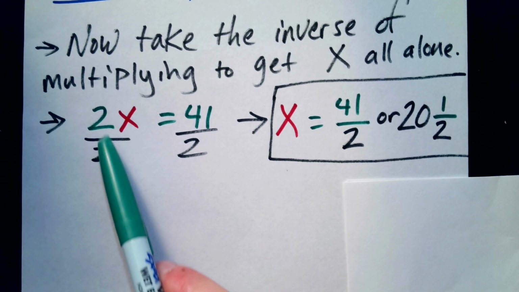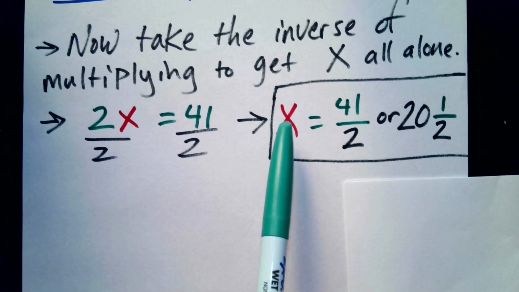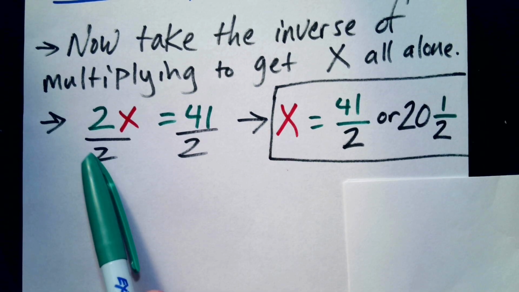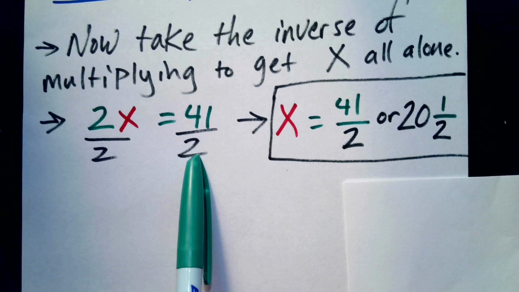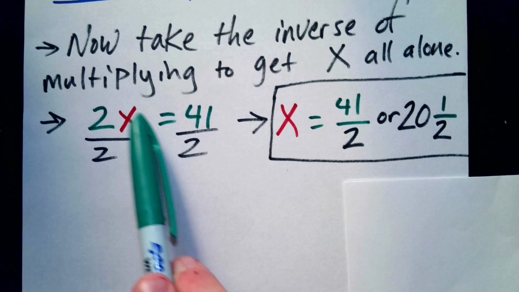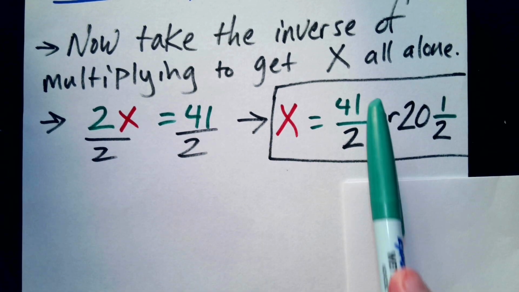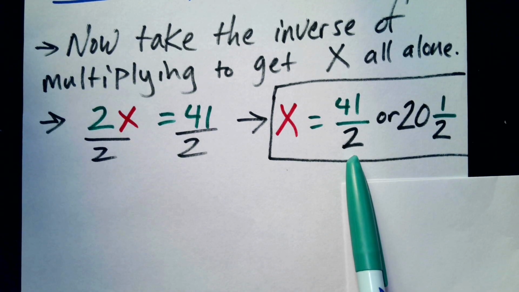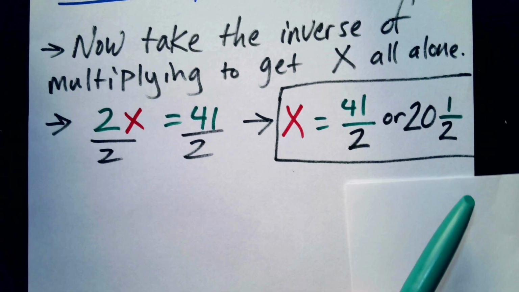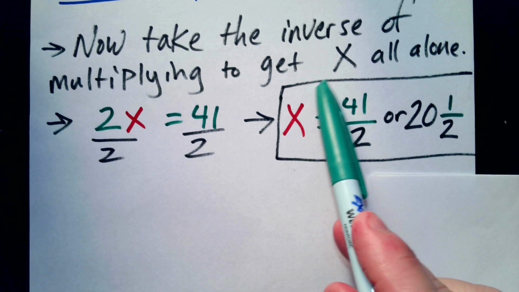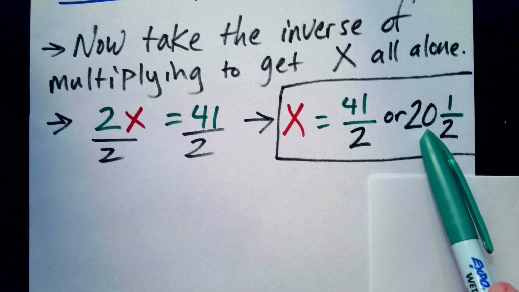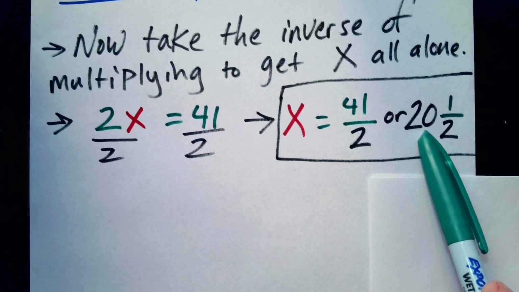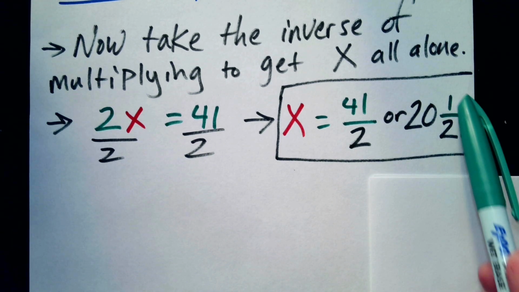That will create 2 over 2, which is 1x. That x is all by itself now, but what you do on one side of the equal sign, you have to do to the other side. So x equals 41 over 2. Or if you watched that video I showed you on how to convert an improper fraction, which is top heavy, into a mixed number, you would get 20 with 1 over 2.